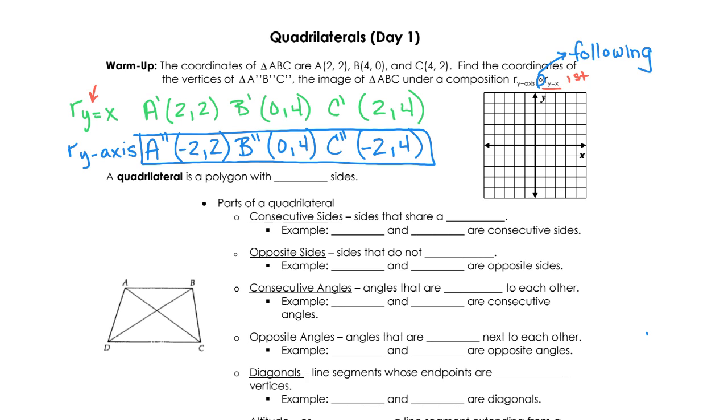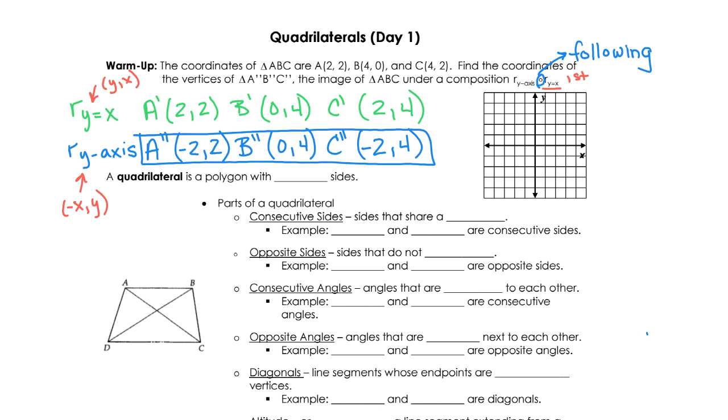Remember, when we do y equals x, the coordinates just switch positions. So the y coordinate comes first, the x coordinate comes second. And when we do a reflection in the y-axis, we change the x. So there's our rules that we were using to get our points.